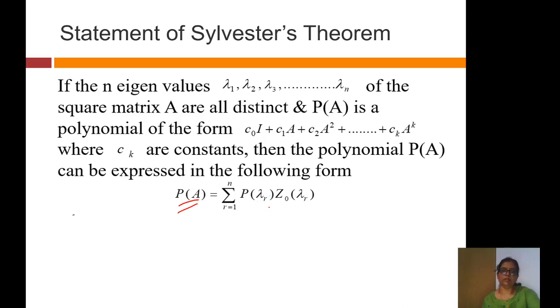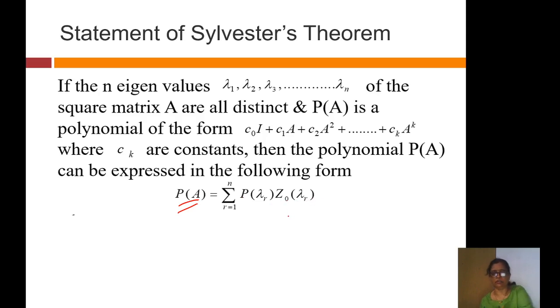Now if we consider a 2 by 2 matrix, then here is the sum of two terms, because there are two lambda values. Therefore, p of lambda 1 into Z0 of lambda 1 plus p of lambda 2 Z0 of lambda 2.